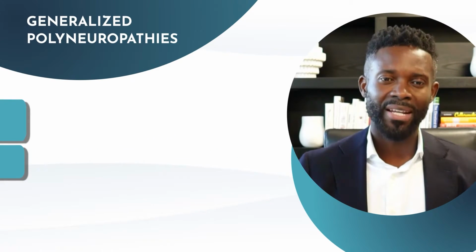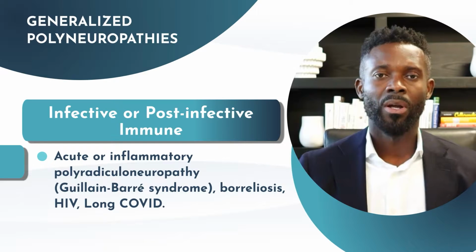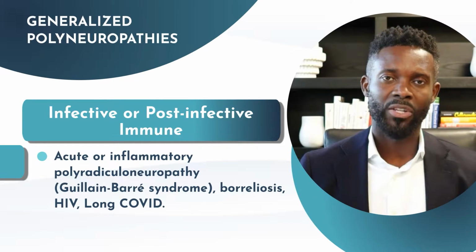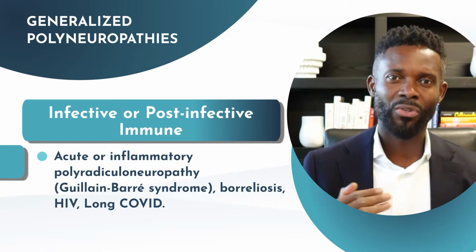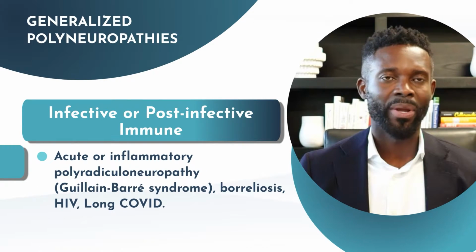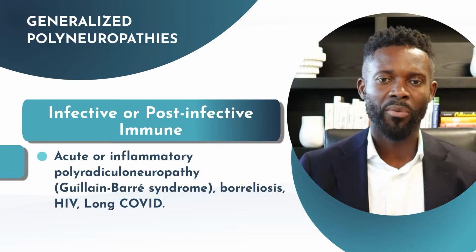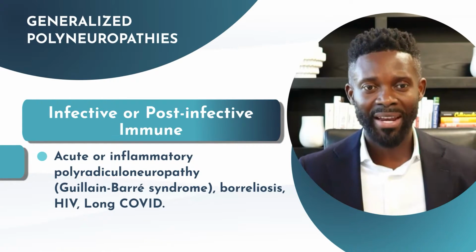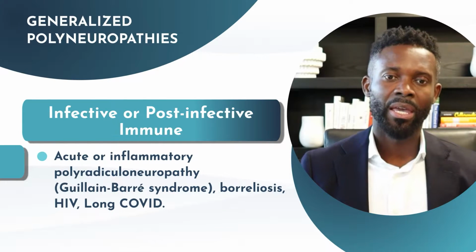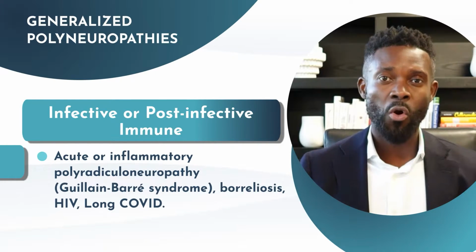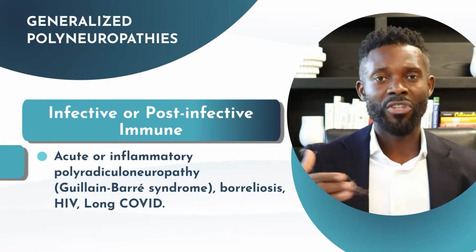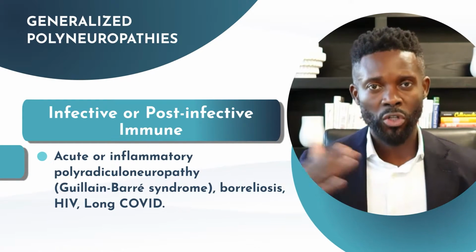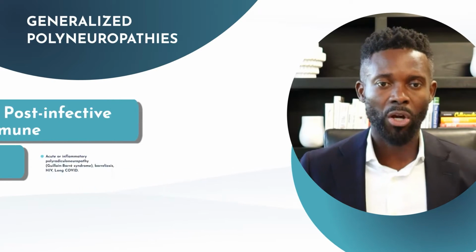We also have infective or post-infective immune causes of neuropathy. As we talked about, immune cells and infections can also affect the nerves. And that's the case in what we call acute inflammatory polyradiculoneuropathy, or Guillain-Barré syndrome. Maybe people have heard of that. People with HIV can have it. And in fact, the majority of individuals with COVID would develop neuropathy. And it tends to be even more significant when people have post-COVID issues, or what we call long COVID.